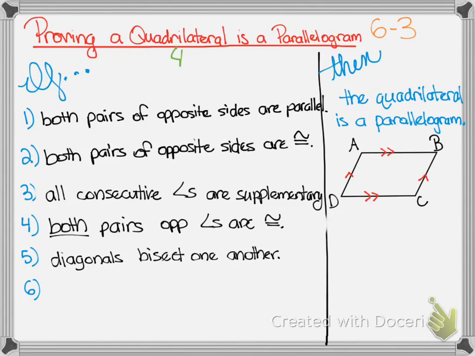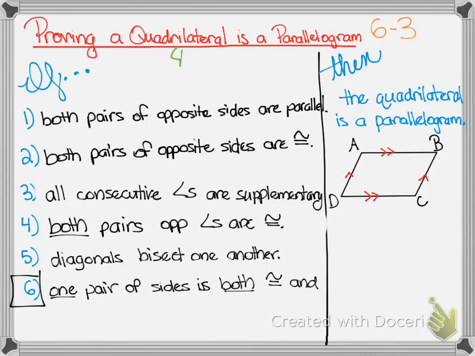There is one additional way, however, to prove that something is in fact a parallelogram. And that is if one pair, not 2, just one, of sides is both congruent and parallel. It's got to be both. If it is both, then I know for sure that quadrilateral has to be a parallelogram.